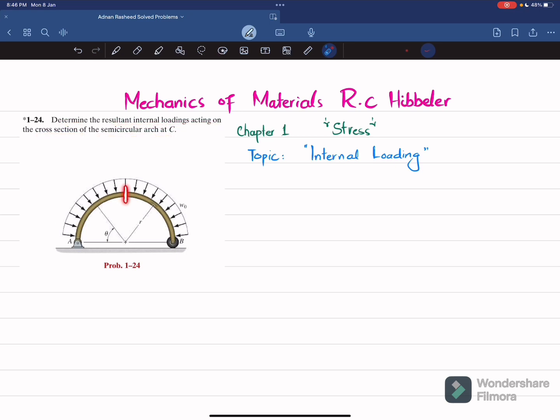So we have to find the internal loading at C, which means that we have to find the normal force, the shear force, and the moment. So I will write it. What we have to find is the internal loading, which means the shear force, normal force, and moment. So let's start with the solution.